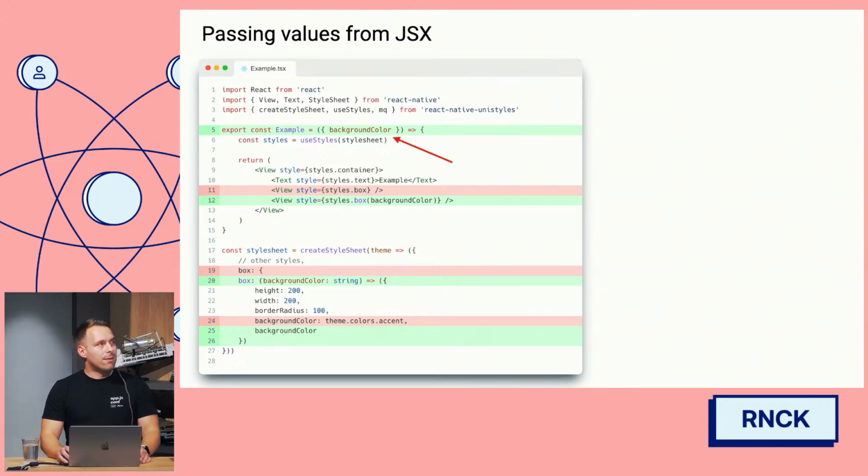What about passing values from JSX? So here, I would like to make my box dynamic. I define a prop called background color, and with the regular style sheet, it's not possible, but here you can simply type a function, call it, change the signature, accept background color, and that's all.